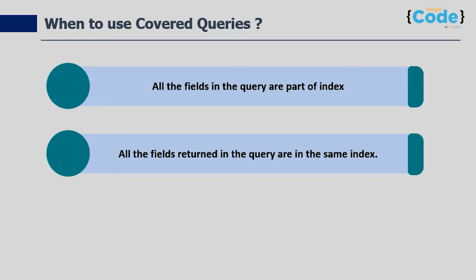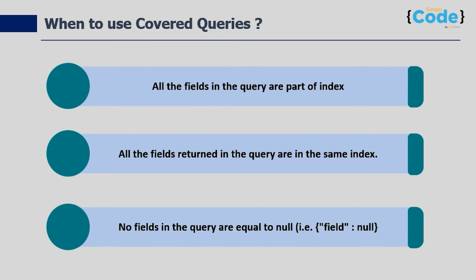Next is all the fields returned in the query should be in the same index. It can be a composite index, it can be a multi-key index, but make sure that the fields that you're returning in your query are in the same index. And finally, no fields in the query are equal to null. That is, field value should not be null. In such a case, covered queries will not be followed.